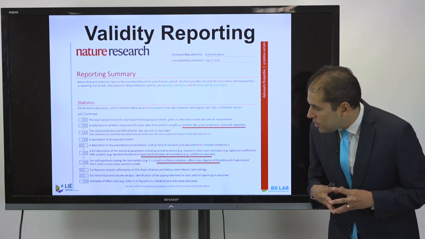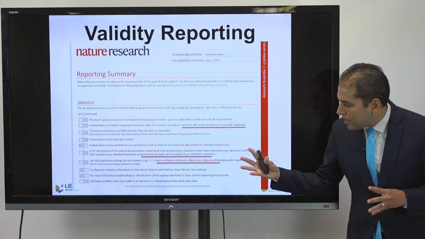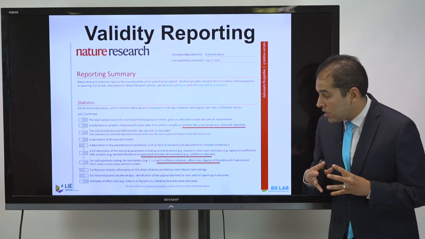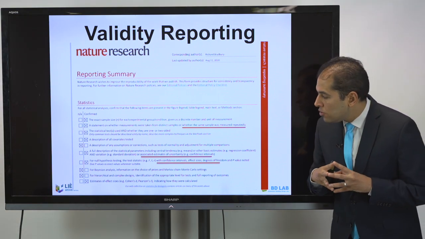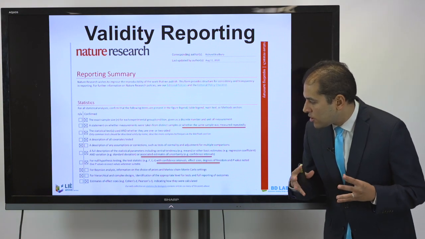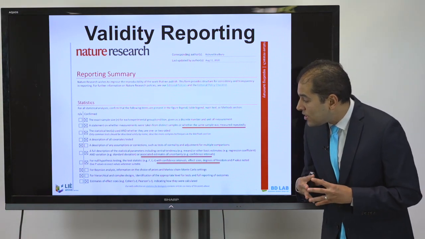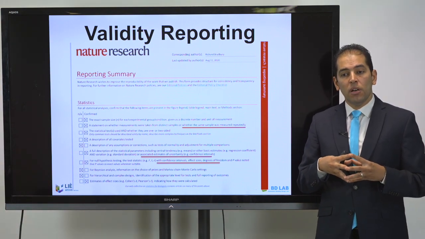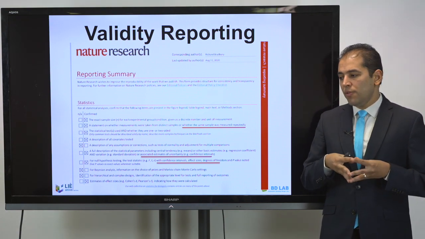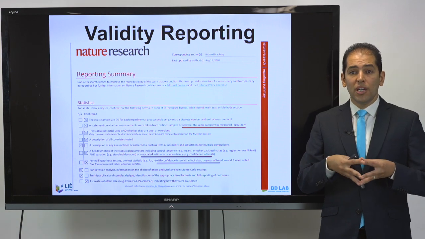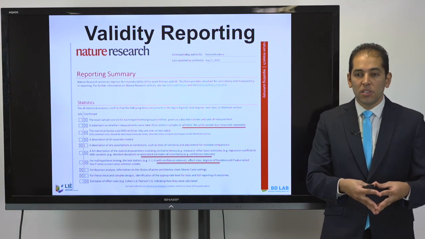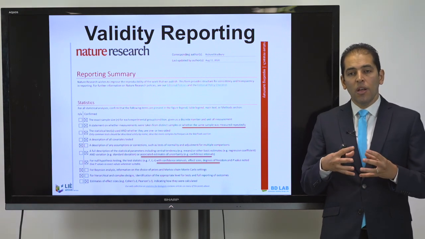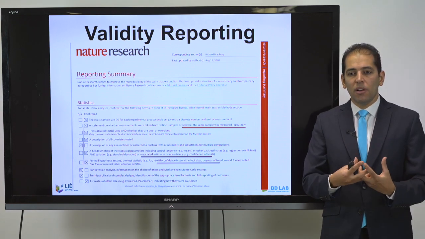Another important question would be, do you have a full description of the statistical parameters, including central tendencies, or other basic estimates like the regression coefficient? And do you have reporting on the variation, for example, the standard deviation, or associated estimates of the uncertainty? In other words, the confidence level of your outcomes. So if you are calculating your confidence interval, you can use it to communicate the level of uncertainty of your estimations. Because again, statistics at the end of the day, it's an estimation. So you need to communicate all the time the level of uncertainty.